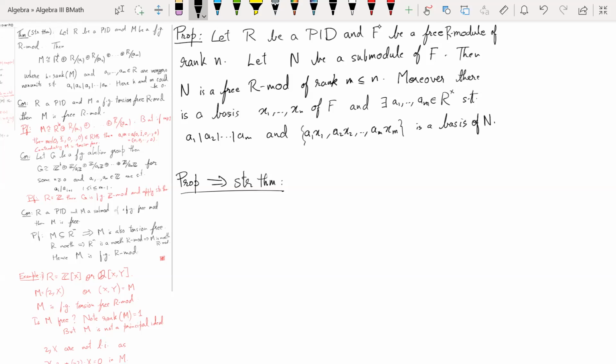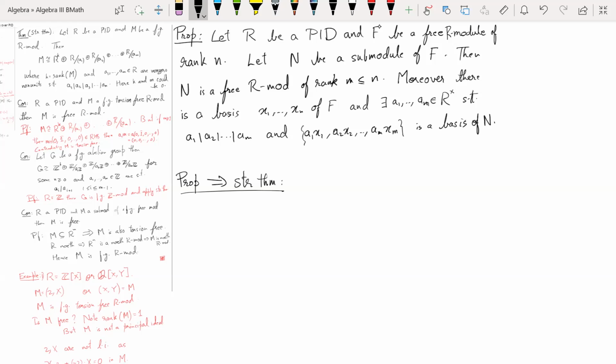Moreover, there is a basis. This moreover part is the important part. There is a basis x1 to xn of this free module F, and there are non-zero elements a1 to am such that a1 divides a2 divides ... divides am, and a1x1, a2x2, ..., amxm belong to N, and not only that, the set forms a basis of N.